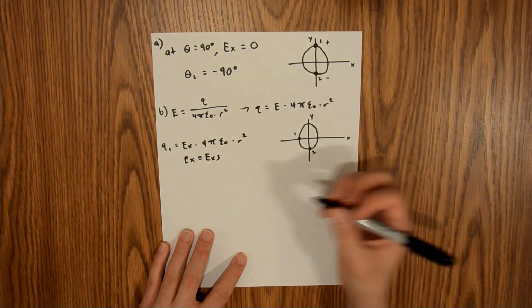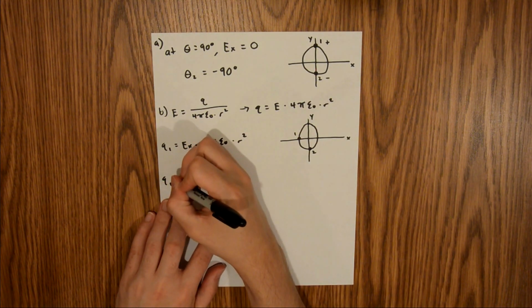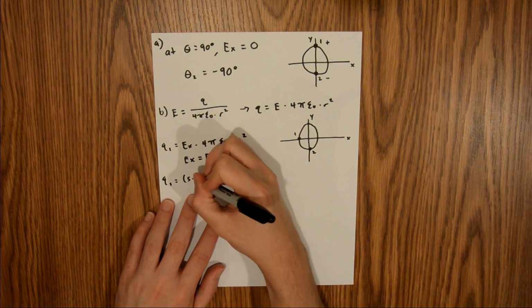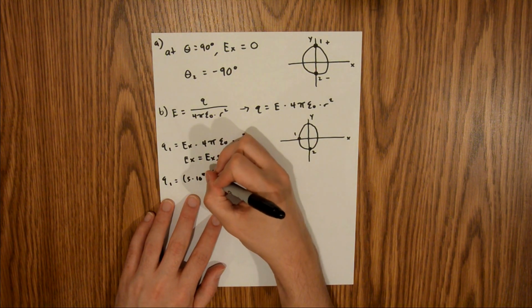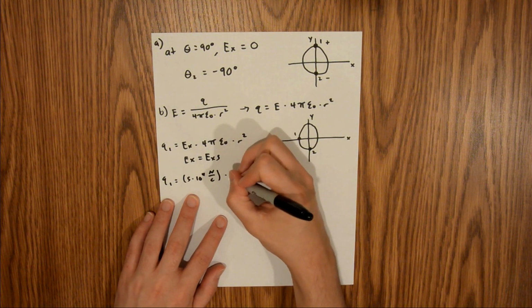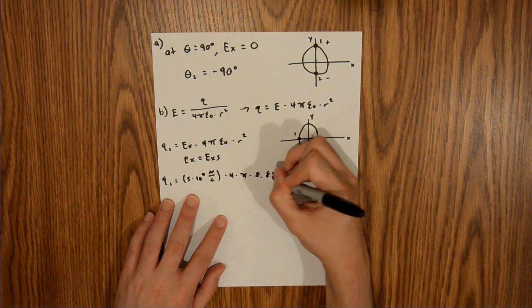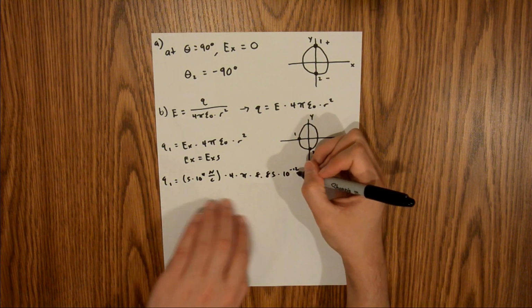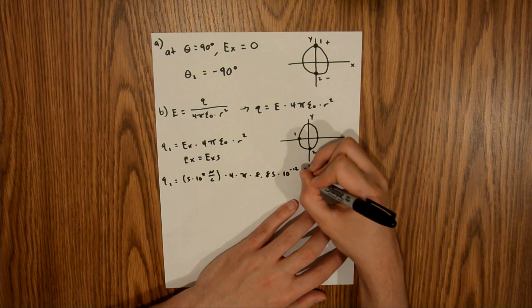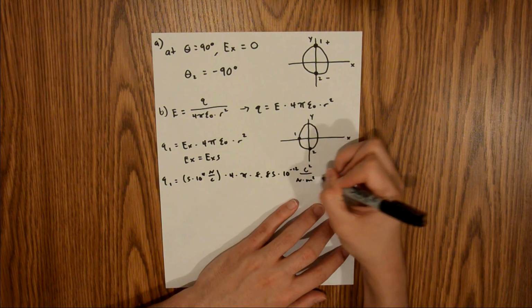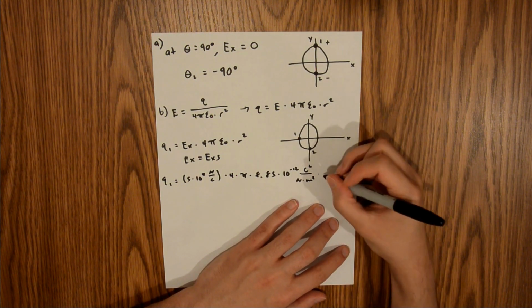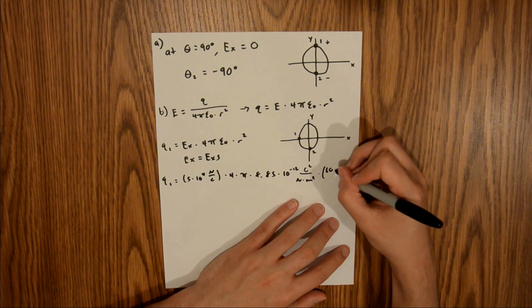So then we have everything we need to solve this problem. So I'm going to plug all of that in. We're going to have that Q1 is equal to 5 times 10 to the 4th newtons per coulomb times 4 times pi times 8.85 times 10 to the negative 12 coulomb squared per newton times meter squared. And now times our radius, which we are told is 60 centimeters.